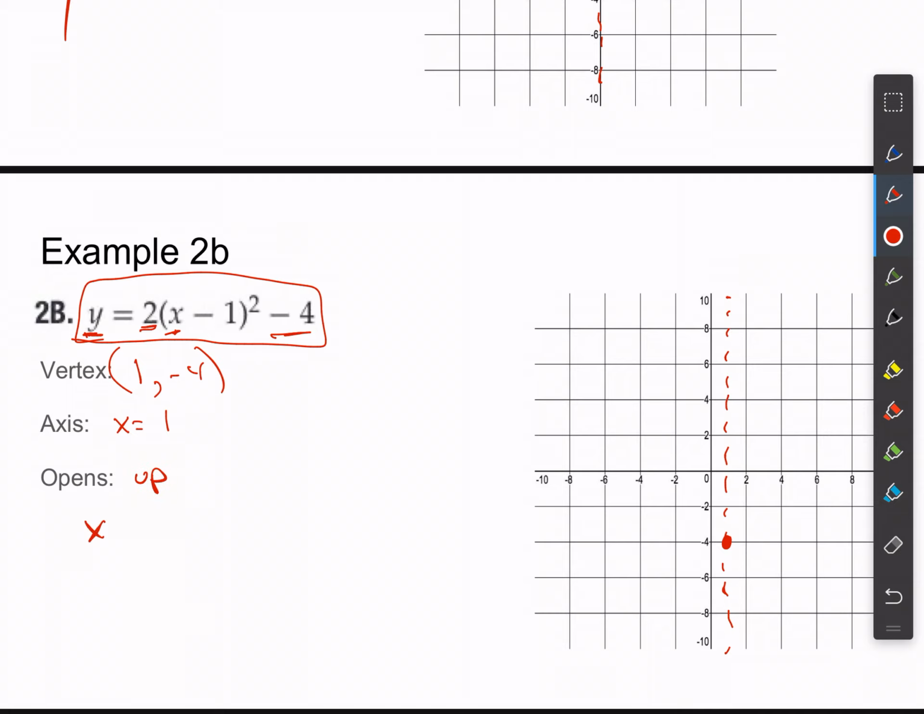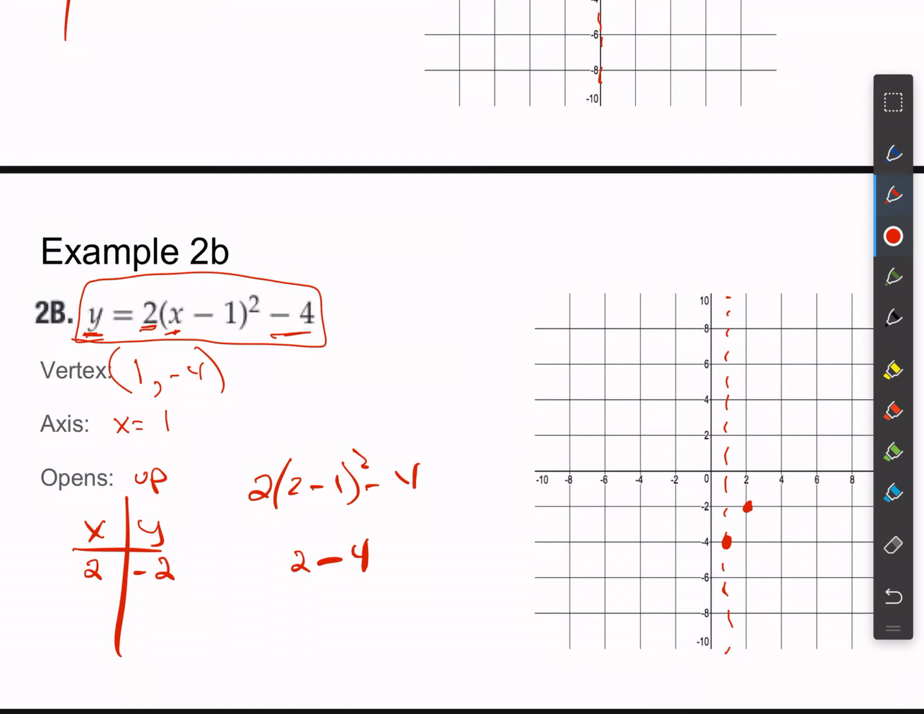Okay, so now I can just use that information to start my XY table. Otherwise it's just random plugging points in, which is okay, but it's kind of hard to identify where you need to be very clear where your vertex is and stuff like that. So here we go, let's plug this thing in. If I plug a 2 in, I'm just choosing numbers on the graph to the right of the axis of symmetry. If I plug a 2 in, 2 times 2 minus 1 squared minus 4 would give me 2 times 1 squared, which is just 1. 2 times 1 is 2. 2 minus 4 gives me the -2.